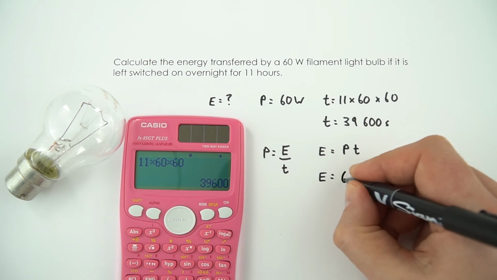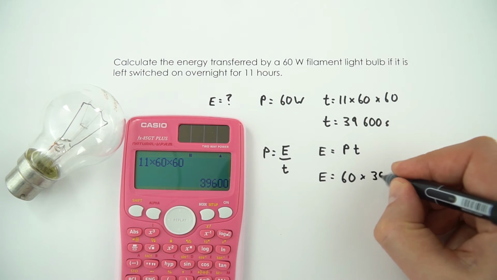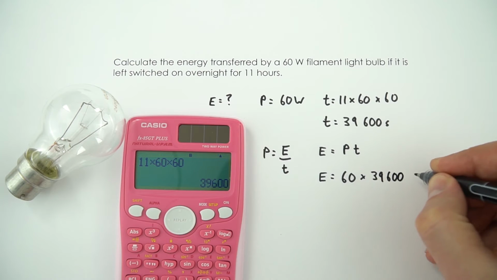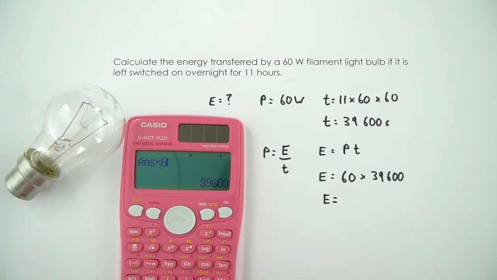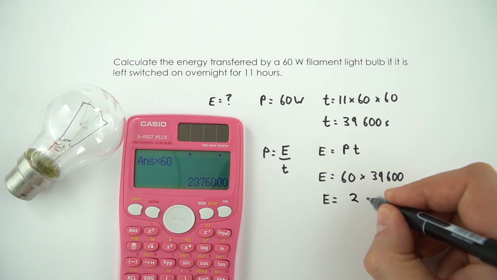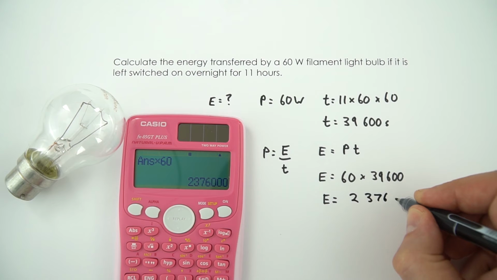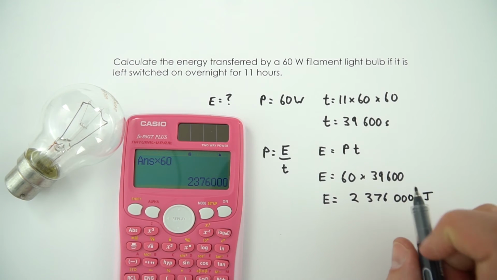I can put in the numbers, so 60 watts is my power, multiplied by 39,600 seconds. And that means then the energy transferred is going to be equal to this previous time multiplied by 60, which is 2,376,000 joules. So that's a huge amount of energy.